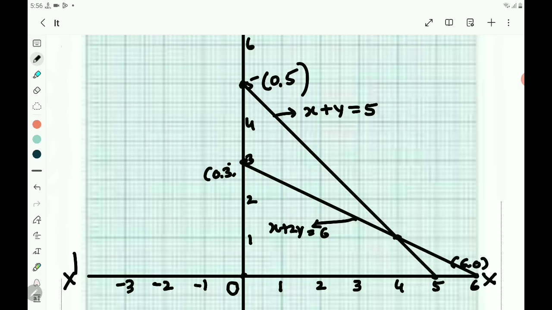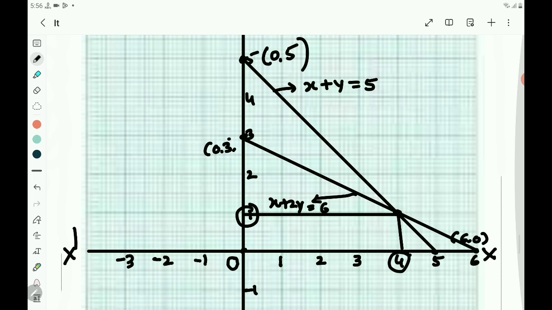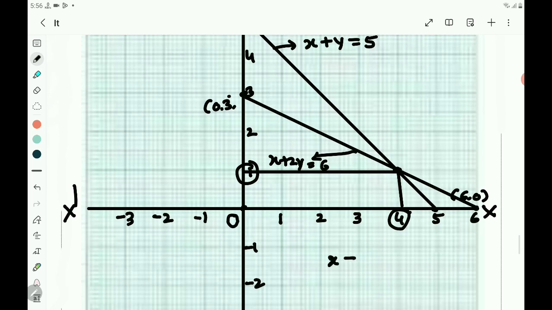And these two graphs meet at this point. And it meets the x-axis at 4, and the y-axis at 1. So the value of x and y are x equals what? X equals 4, y equals 1.